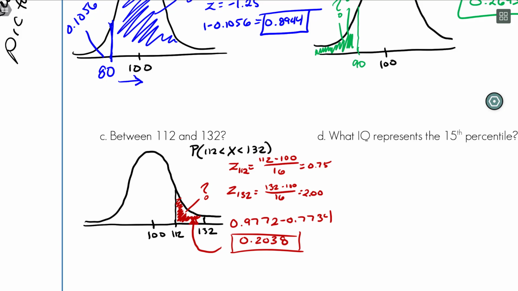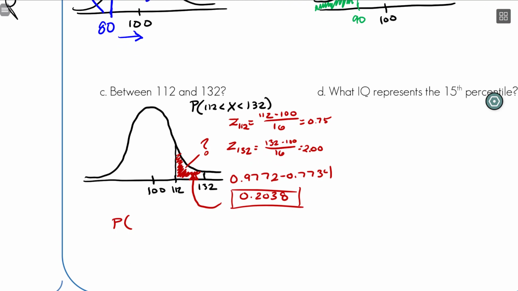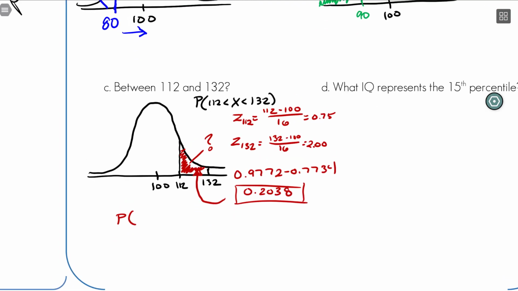So if you really wanted to write out the notation, you could do so as such. Probability, again, that somebody scored between 112 and 132, or your z-score is between 0.75 is less than z is less than 2.00. Do you need to show this notation? Absolutely not. Notation is not a requirement generally, but it is good communication.